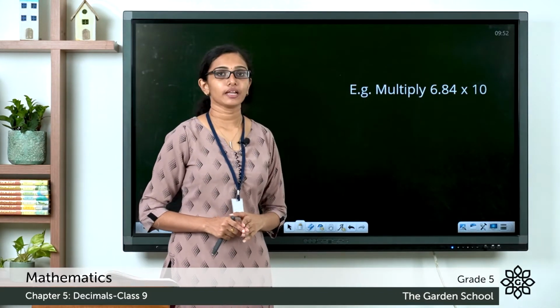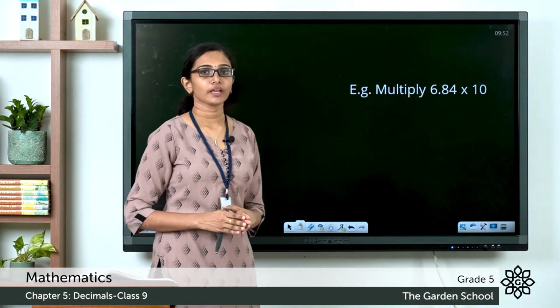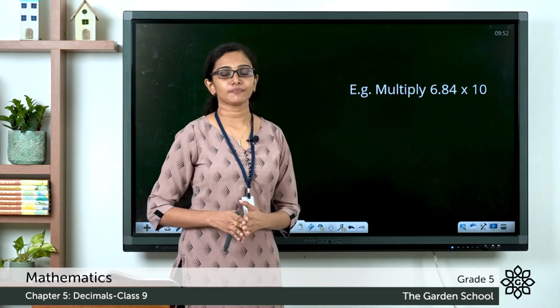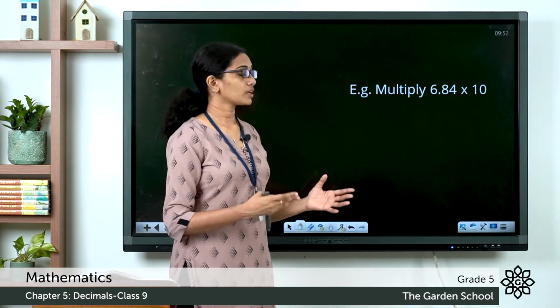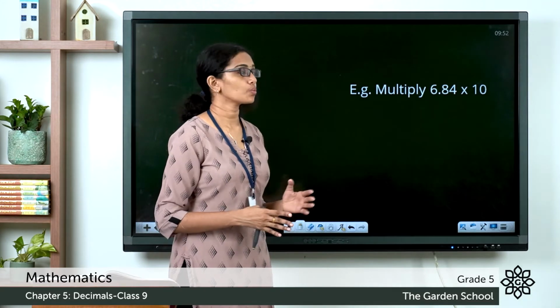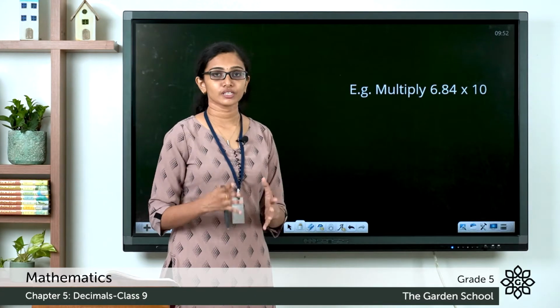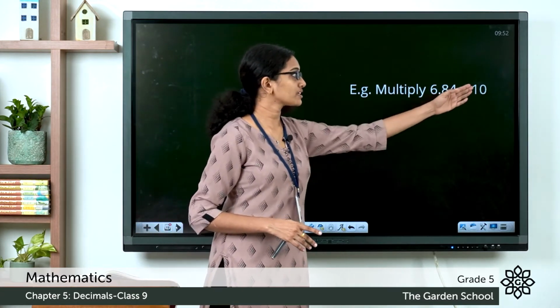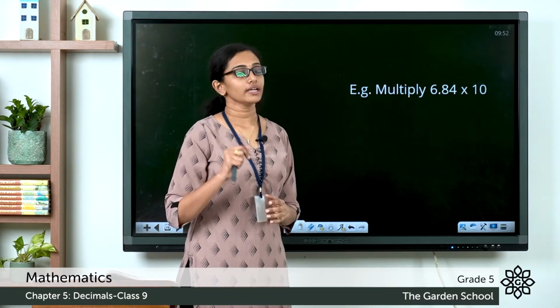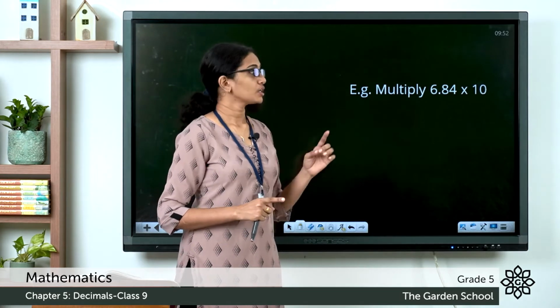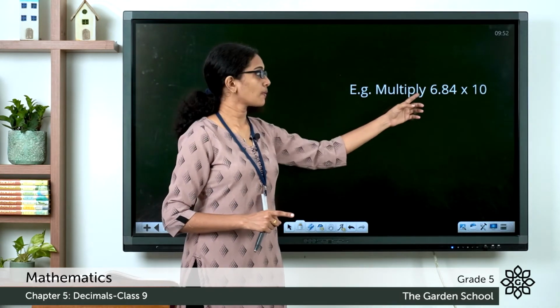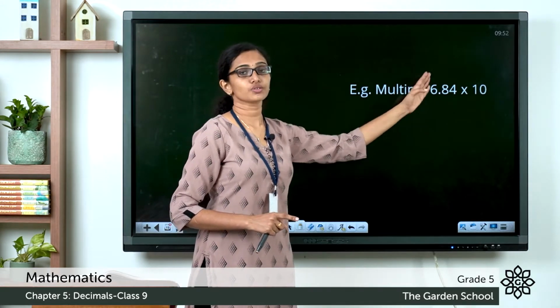6.84, the decimal number, is the multiplicand here and 10 is the multiplier here. And what is the step when you have to multiply by 10? You have to count the number of zeros in the multiplier. And how many zeros are there in 10? Only 1 zero. And then you have to shift the decimal point in the given decimal number to the right.